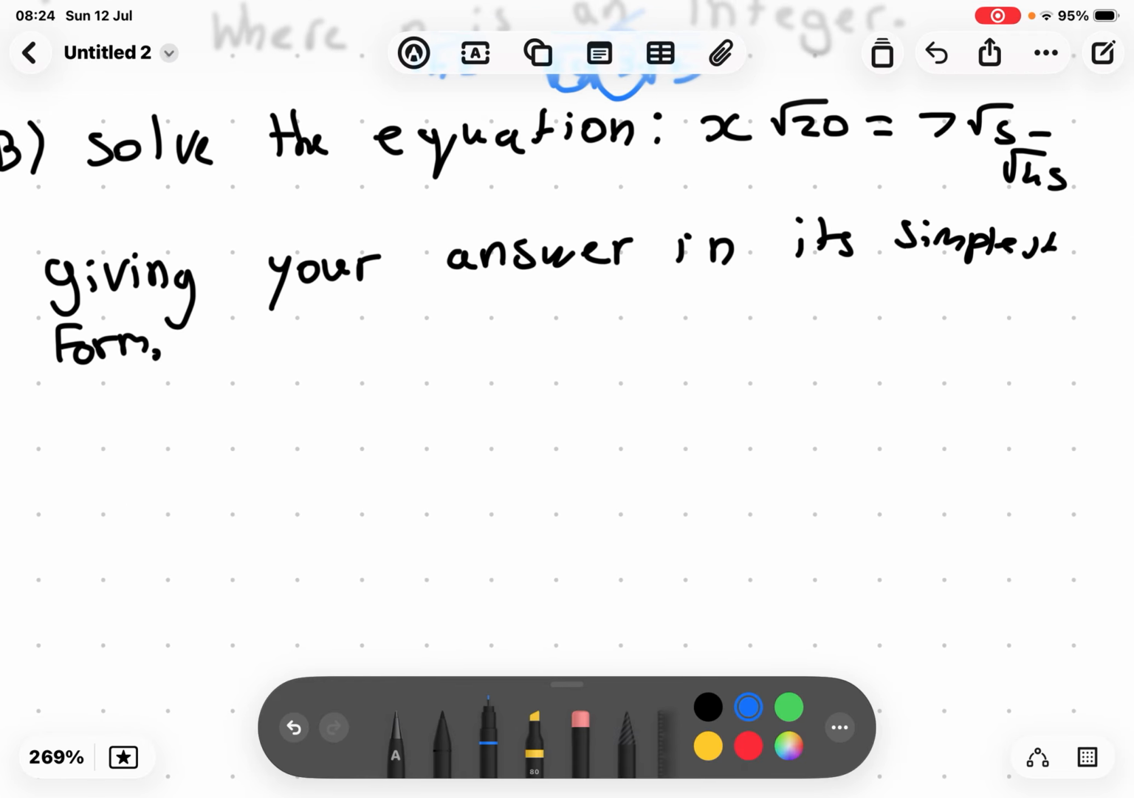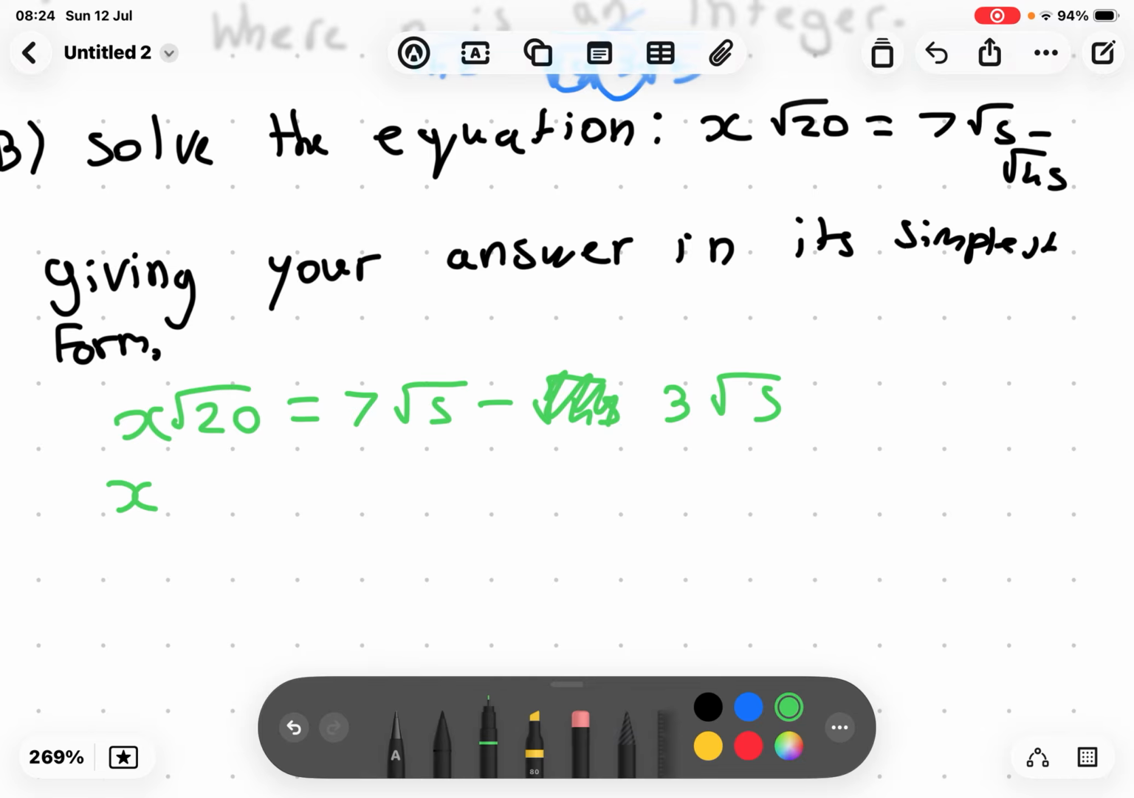Solve that equation. Okay, let me just double write it down. Giving your answer in simplest form. Basically, let's just straight away write this as 3 over 5. And then let's make this have a 5 with it. So, 4, we can do this. So, 2, 5 equals 5, take away 3 5s.